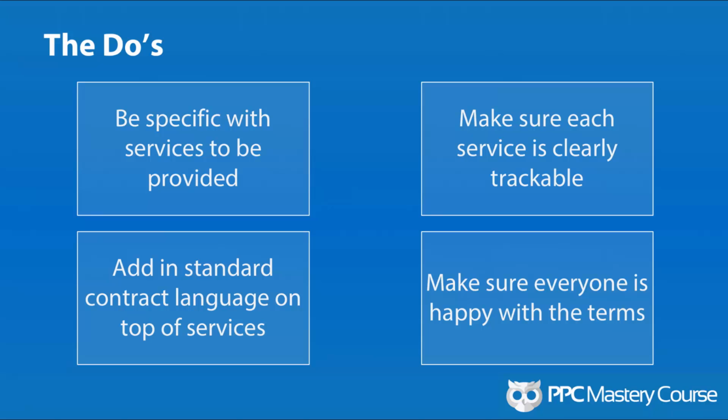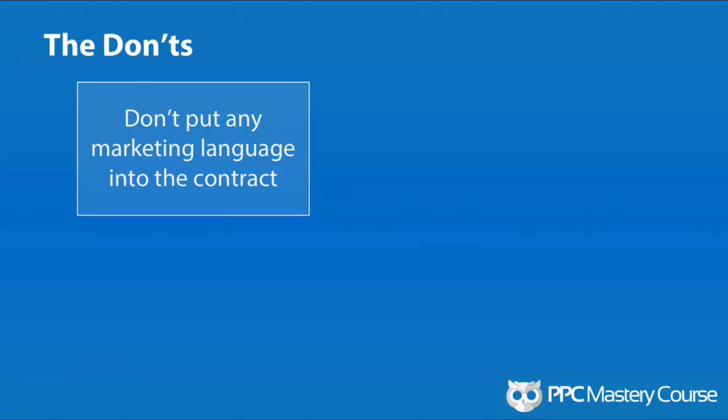If you're not happy with the terms before you sign the contract, the first sign of trouble, people are going to freak out. You're probably not going to get paid on time. You're probably not going to get the results you're looking for. And it's probably going to result in something where the relationship is burned and terminated forever. So make sure everybody's happy with the terms before you even sign the contract, because it's not going to get any better after that. Now let's get to the don'ts.